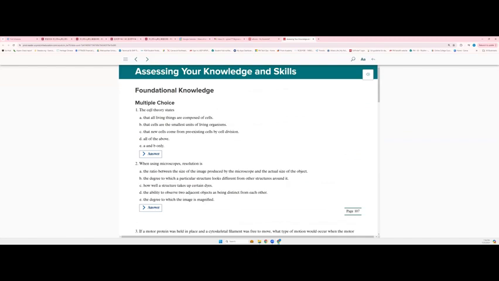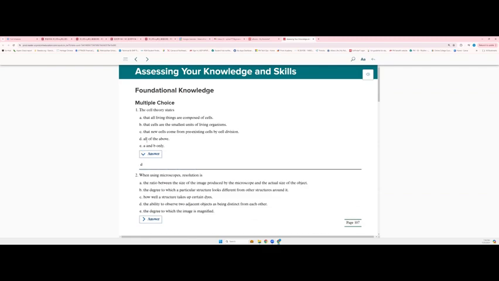So the cell theory states that all living things are composed of cells. Cells are the smallest unit, and new cells come from pre-existing cells. I think it's D, okay? The cell theory: all living things are composed of cells. All cells are the smallest unit of living organisms. New cells come from existing cells by cell division, okay?